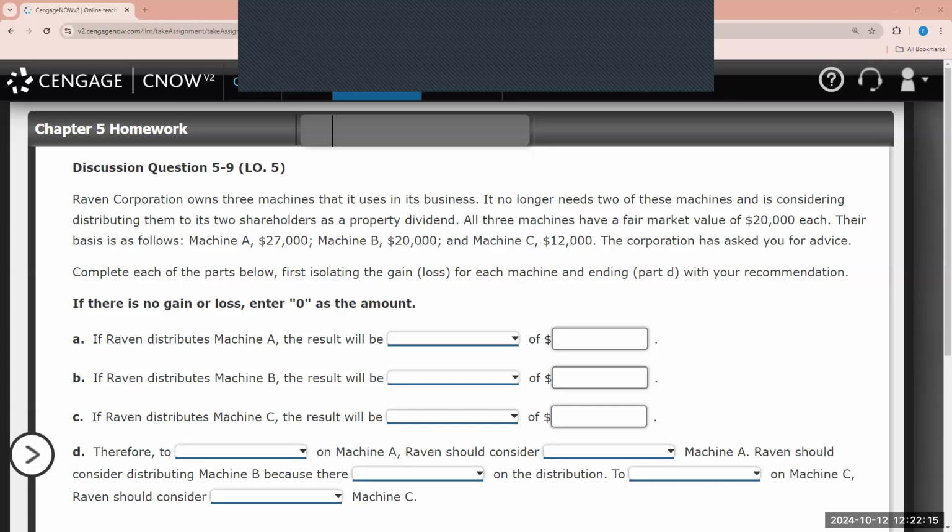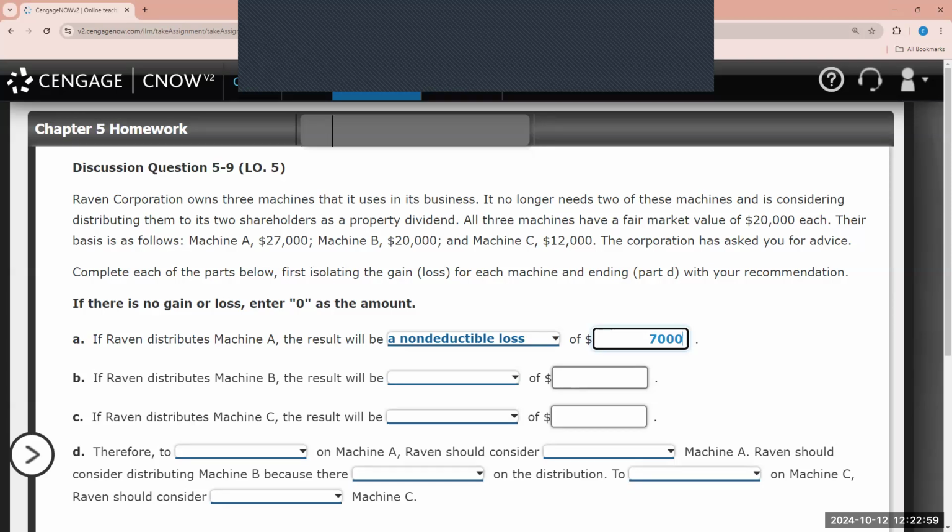So distributing machine A, the cost basis of the machine is $27,000. And all 3 machines have a fair market value of $20,000. So if you purchase something for $27,000 and you are now selling it for $20,000, you have $7,000 of a loss. So in such case, there would be a non-deductible loss of $7,000. So I'll explain the non-deductible reason. So distributing machine A would produce a non-deductible loss of $7,000. Again, it's the $20,000 minus the $27,000.